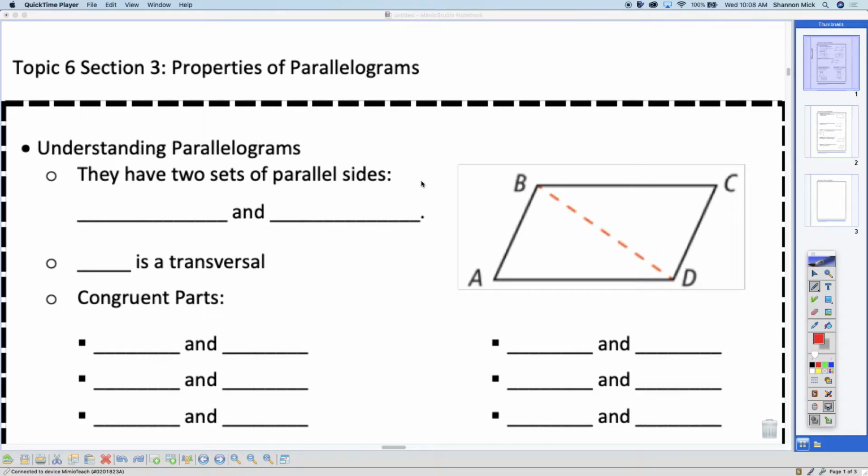So, a parallelogram has two sets of parallel sides. What is one set? BC is parallel to AD. Okay, what is another set? AB is parallel to CD.